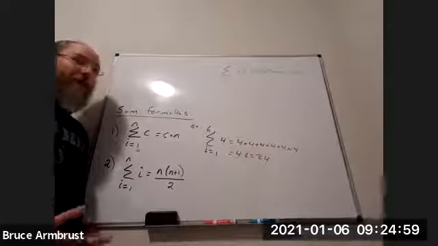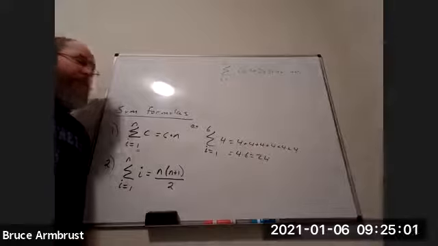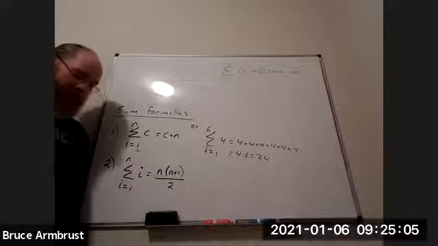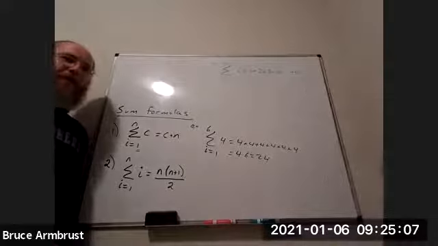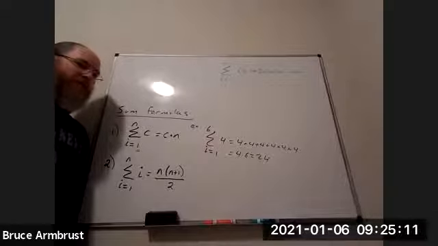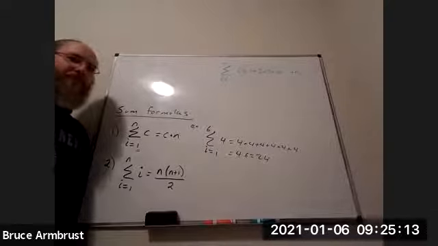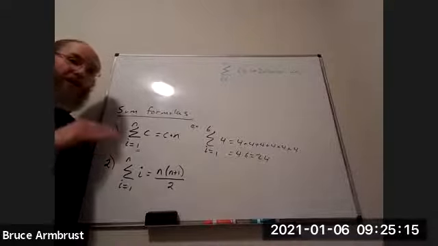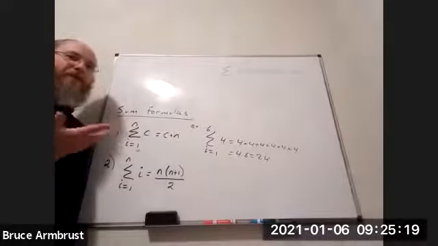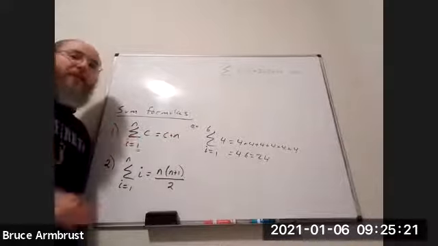Trust me, way faster than trying to add them individually. Now, where this one comes from is kind of fun. There was a mathematician by the name of Gauss, Carl Friedrich Gauss. He was brilliant. He was one of those really, really smart kids. You know the ones, right? The ones that everybody wants to punch. Yeah, he was one of those.